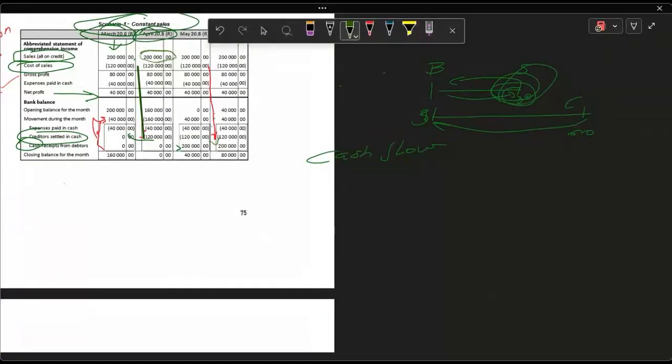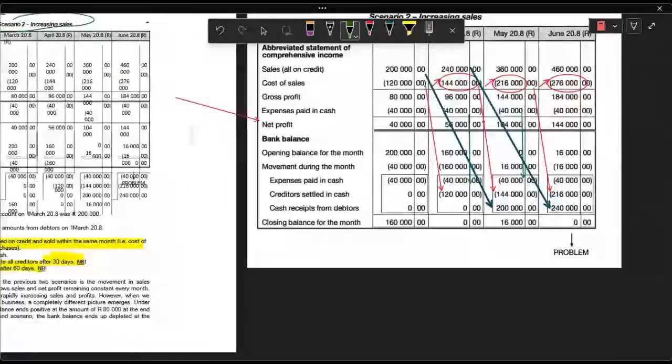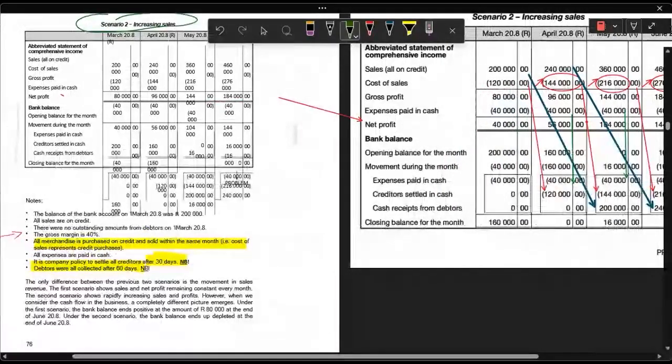But look at the credit sales. Remember, in this example, we assume that all sales are made on credit. And can you see here? Do you see that? The 200,000, we are going to get the cash from our debtors after 2 months. How do we know that? It is given to us. The debtors were all collected after 60 days. That's it. There is not much that you need to look at besides what is given to you here. So always read carefully the notes that are provided to you.